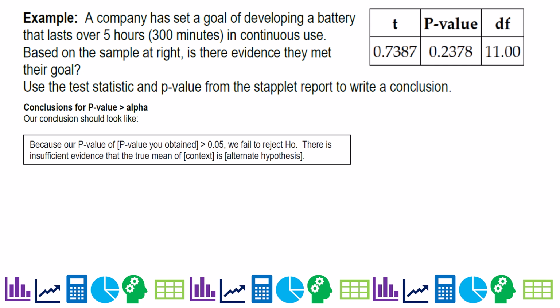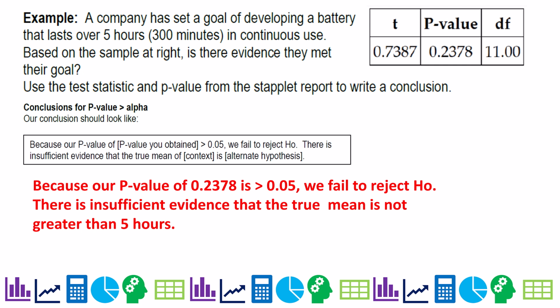So if you're trying to do your cheat sheet for your test, these two sentences are something you want to write down. So because our p-value of, in this case we obtained 0.2378, is greater than 0.05, we fail to reject H naught. There is insufficient evidence that the true mean is greater than 5 hours. Probably would be nice if I said the true mean battery life. That actually would be better.